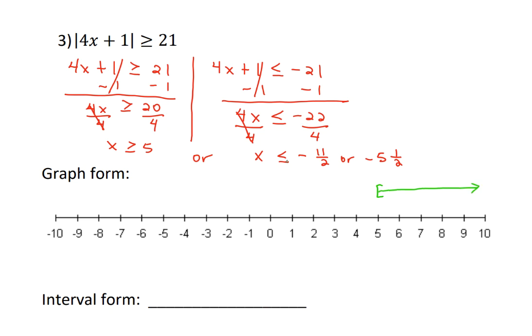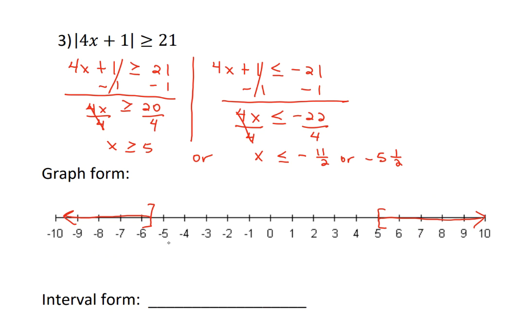x is less than or equal to -5.5, so -5.5 would be between -5 and -6, and it's less than that, so we're going to go to the left. Okay, because our connecting word is or, that's going to include anything that's in either graph. So let's just put these on the line like this, and that's what our graph looks like. Just the red part.